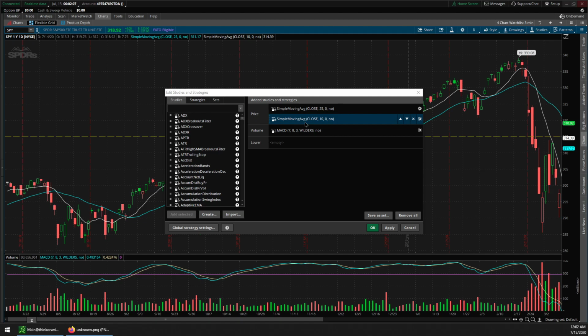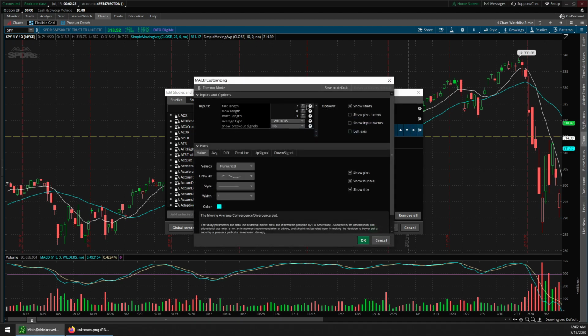So my favorite setup right now is I use a 10 SMA on my daily chart. I also use a 25 SMA on my daily chart. And I use a MACD, but I've modified my MACD settings to 7, 8, and 3. 7 for the fast length, 8 for the slow length, 3 for the MACD length.